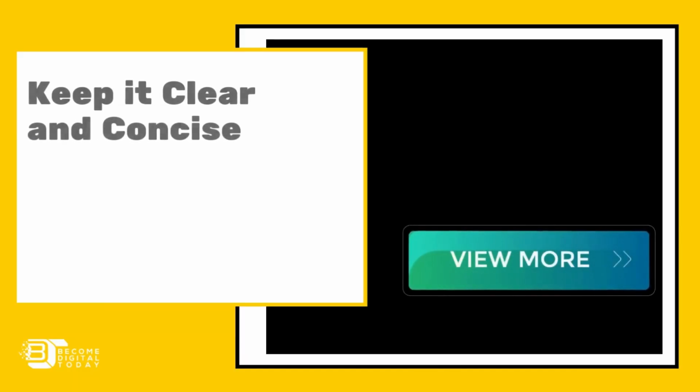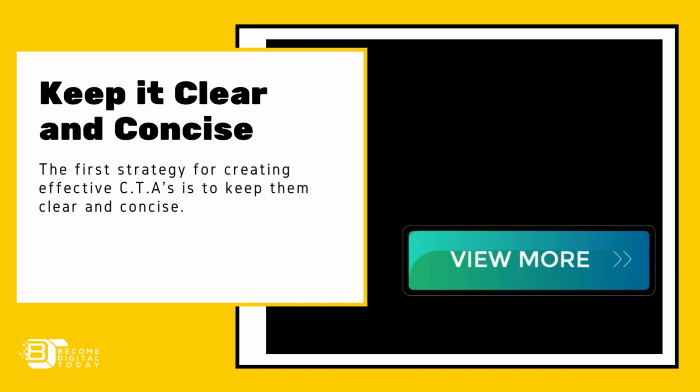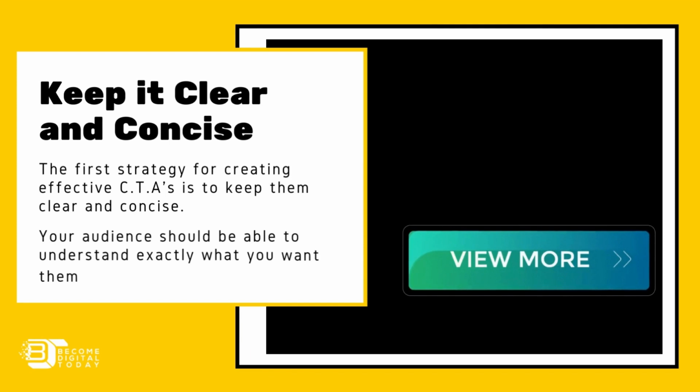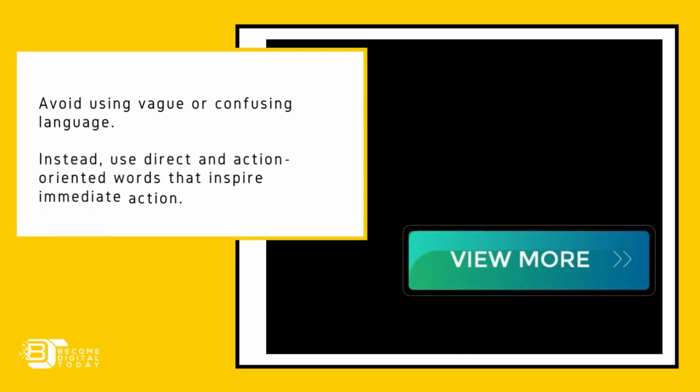Keep it clear and concise. The first strategy for creating effective CTAs is to keep them clear and concise. Your audience should be able to understand exactly what you want them to do. Avoid using vague or confusing language. Instead, use direct and action-oriented words that inspire immediate action.